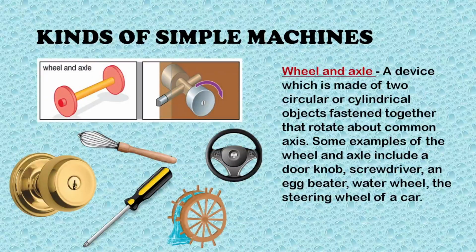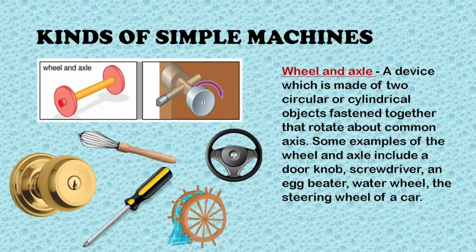Number 4 is the wheel and axle. Wheel and axle is a device which is made of two circular or cylindrical objects fastened together that rotate about common axes. Some examples of the wheel and axle include a doorknob, screwdriver, an egg beater, water wheel, and steering wheel of a car.